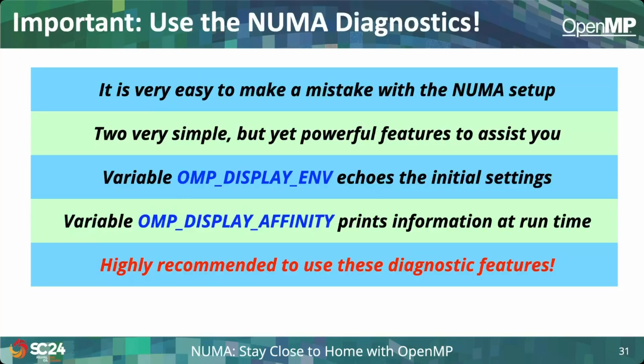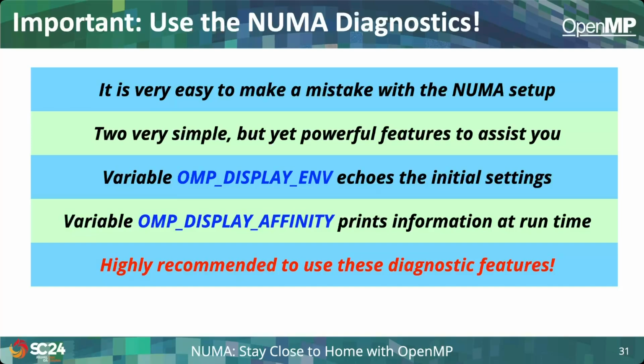A word of warning. It's very easy to make a mistake with these things. It all happens silently and you have no idea, but your performance may not be what you could get out of the system because you may have made a mistake. There are two environment variables that I can highly recommend to use. OMP display env is an environment variable that will echo the initial settings. When your program starts, you will see not only the NUMA settings, but you see all the settings. Extremely useful, and you can use it to check your places definition and your proc bind.